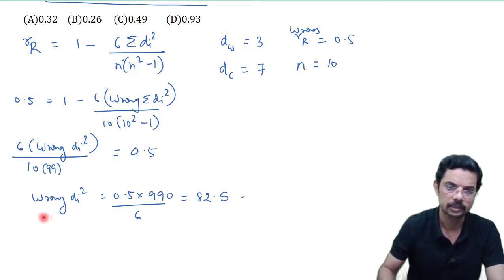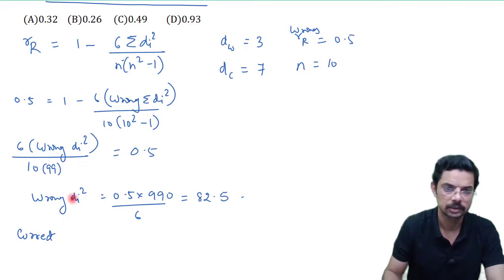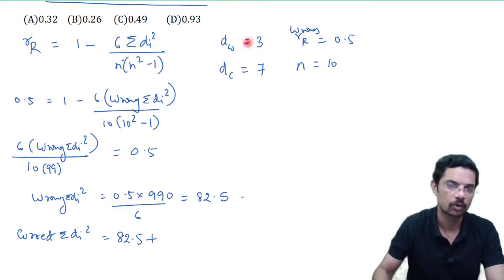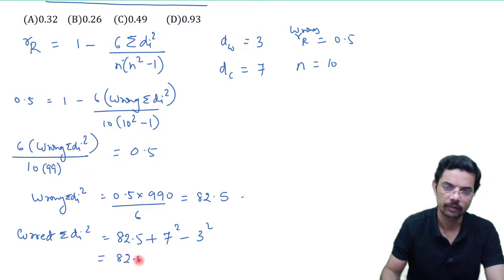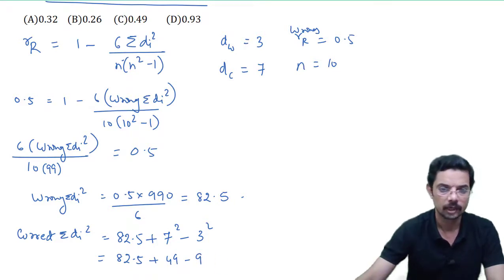How to correct this? Correct the sum of squares. Correct sigma di square. Okay, not wrong. Here sigma should be there. Correct sigma di square will be equal to 82.5 minus the wrong one plus the correct one, plus 7 square minus 3 square. That is equal to 82.5 plus 49 minus 9. Okay, 49 minus 9 is 40.